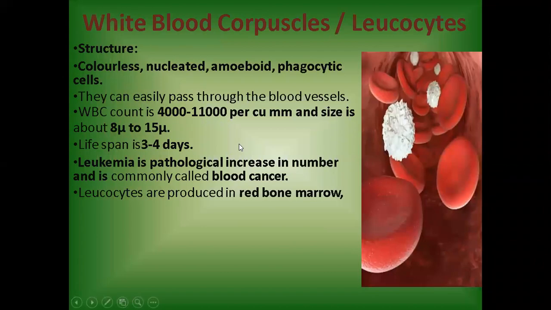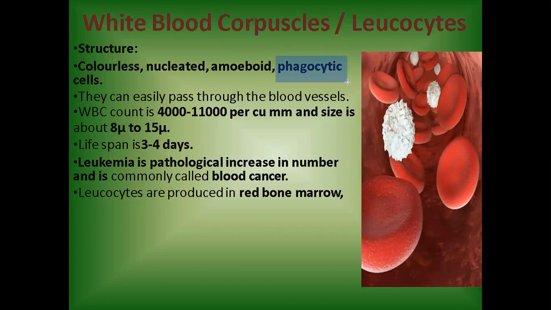Then white blood cell. White blood cell is white, that means colorless, like watercolor. And it has a nucleus. Its structure is amoeba shape. That means shape is slightly changing, circular or amoeboid, and phagocytic. Phagocytic means fights with disease, fights with germs.